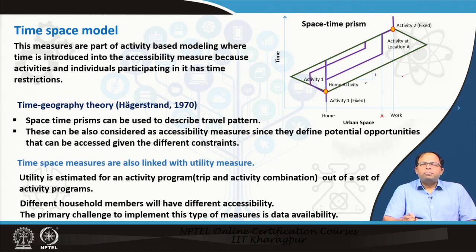That means a person can only participate in a particular activity if he has time for it. For example, a person is at home, so this is the space and this part is time, and then this is his office. So these two things are fixed. That means he is there at home and then he is there at his office. These two things are fixed. In between he has to go for shopping.